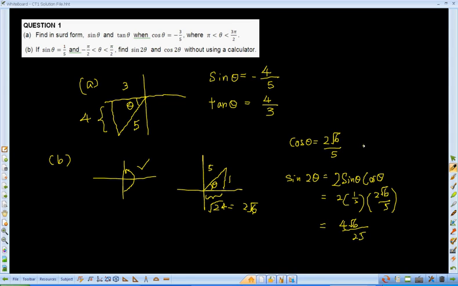Similarly, you can continue here, let me do cosine 2 theta. You can use either of the identities. Here I think I choose this one, 1 minus 2 sine squared theta, and sine squared theta is 1 over 25, and finally you get 23 over 25. See, pretty simple.